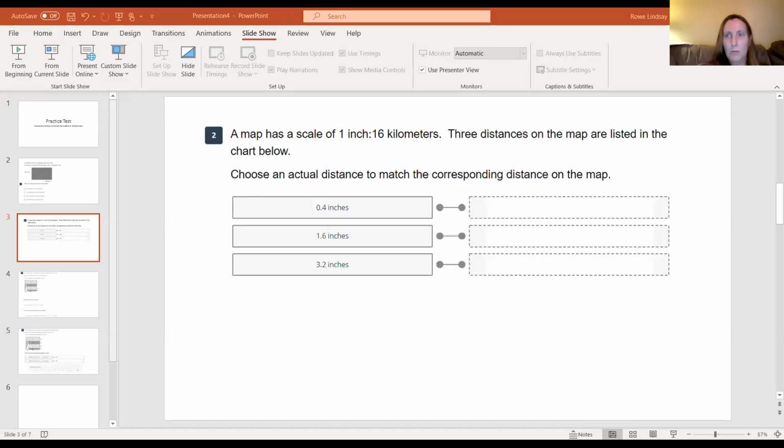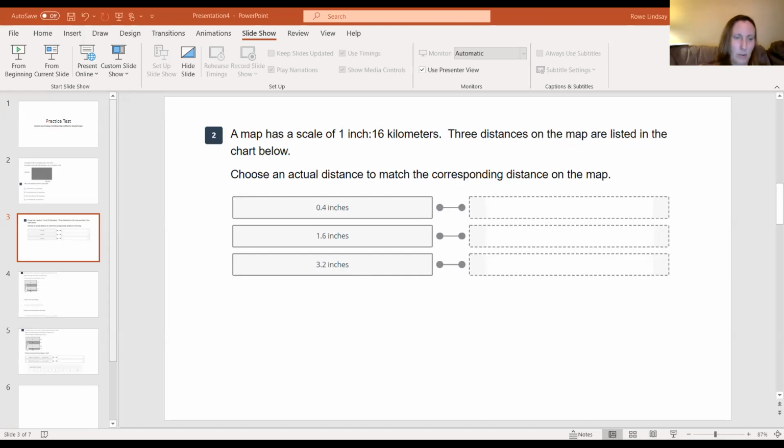Okay, guys, let's take a look at practice problem number 2. And here we go. A map has a scale of 1 inch equals 16 kilometers. 3 distances on the map are listed on the chart below. Choose an actual distance to match the corresponding distance on the map.